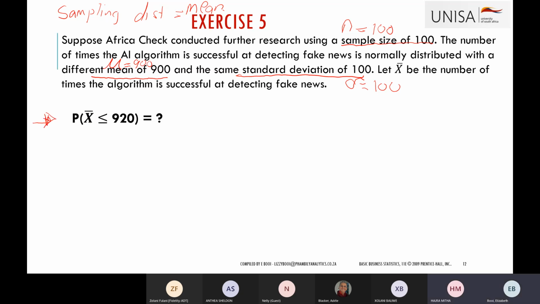Find the probability that the sample mean is less than or equal to 920. Correct. Find the probability. So they're asking you to find the probability. And when you find the probability of less than, what do you know about that?